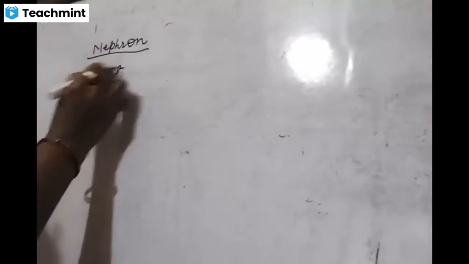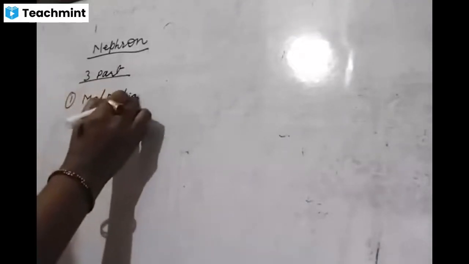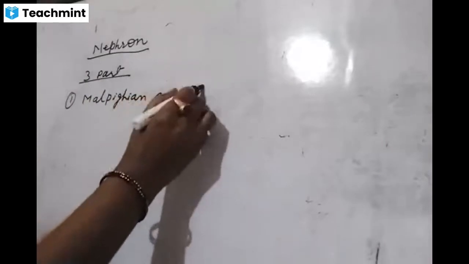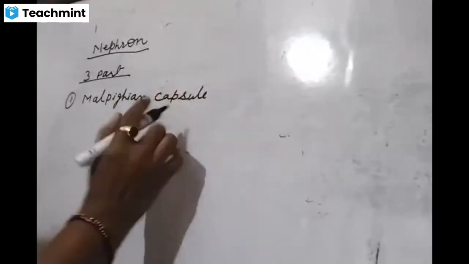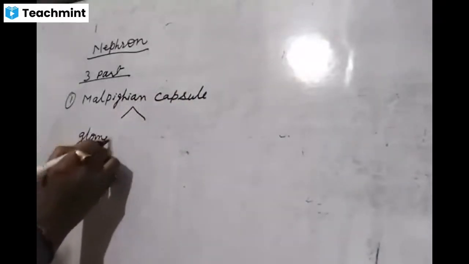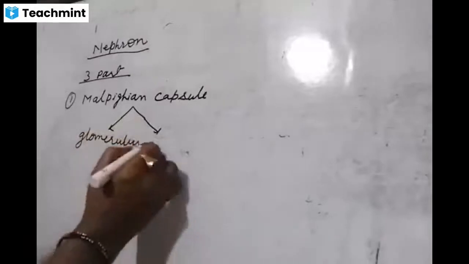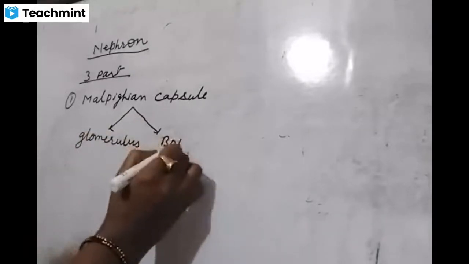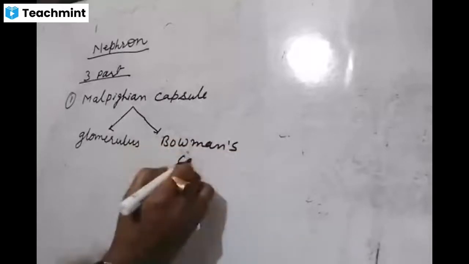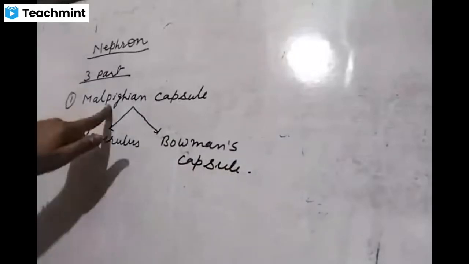Okay, so nephron has three parts, beta. The number one is called क्या? Malpighian capsule. And this Malpighian capsule is made up of two parts. Number one is called glomerulus. And second part is called Bowman's capsule. Okay, so first part of nephron is Malpighian capsule.